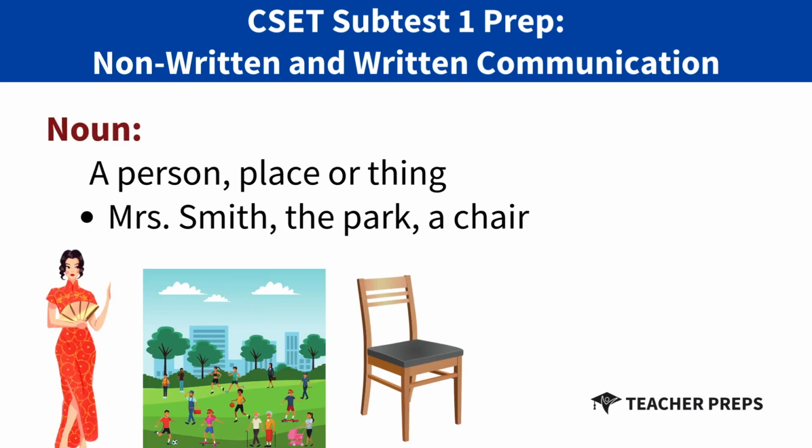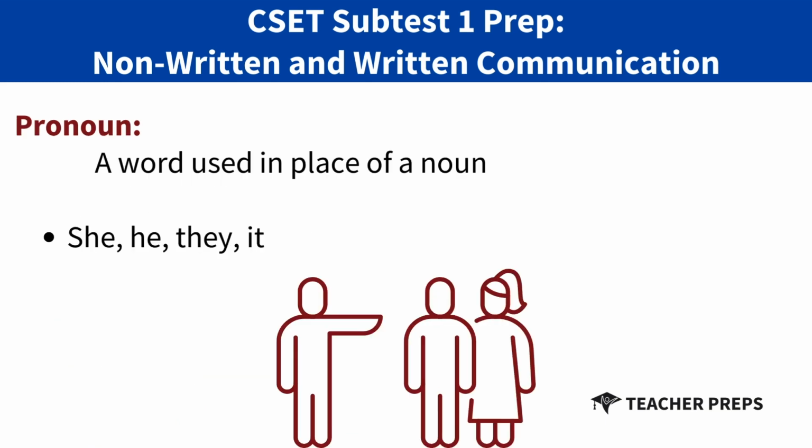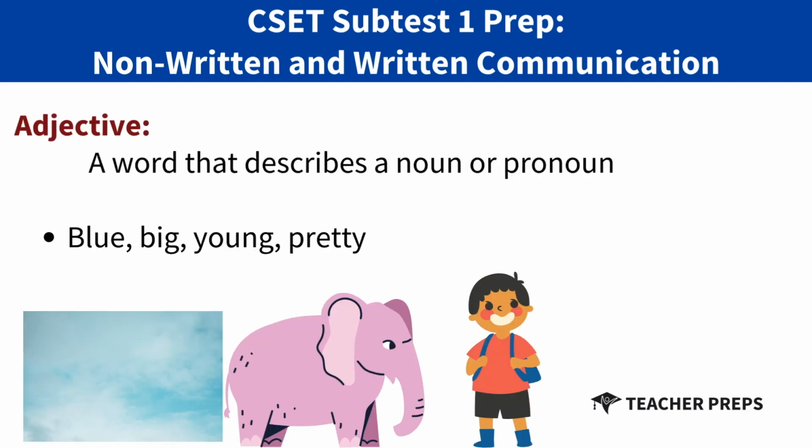A noun is a person, a place, a thing, or an idea, such as Mrs. Smith, the park, a chair. A verb is an action word, such as walk, run, sing. A pronoun is a word used in place of a noun, such as she, he, they, it. An adjective is a word that describes a noun or a pronoun, for example, big, blue, young, pretty.